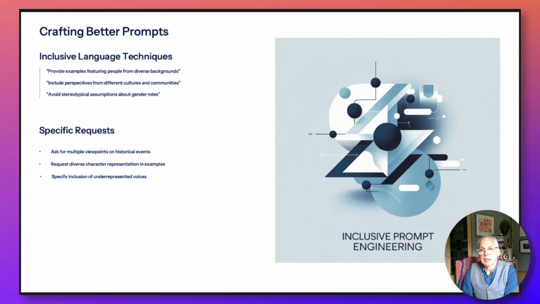Think of prompt writing as a skill. The more precisely you communicate your values to the AI, the better chance you have of getting inclusive content.